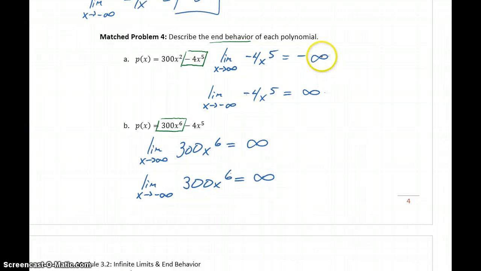So in part A, different end behavior at the different ends of the graph. In part B, the same end behavior at each end of the graph.